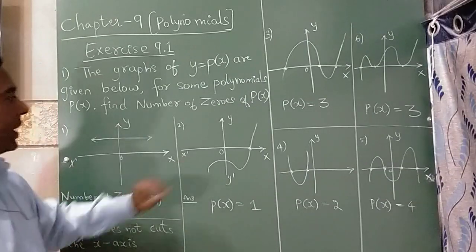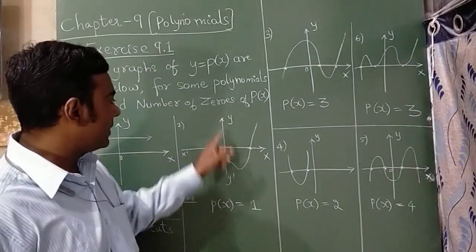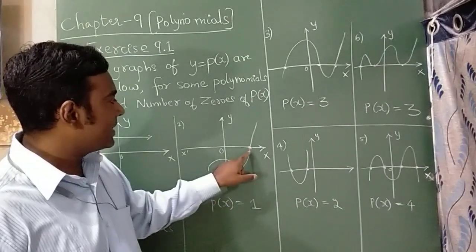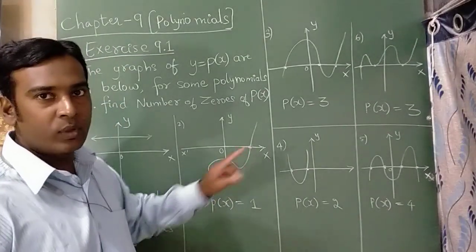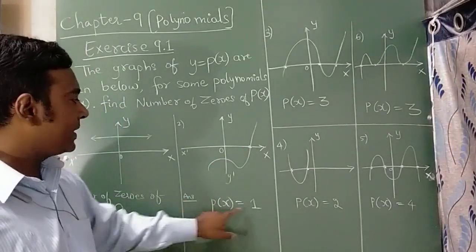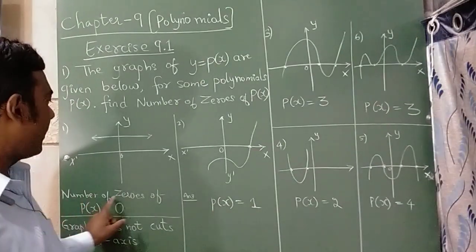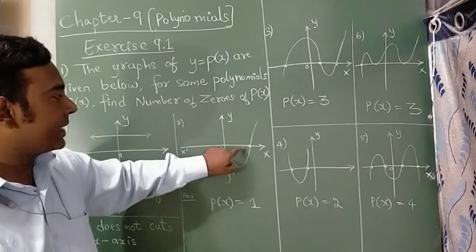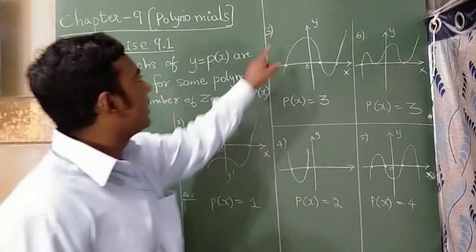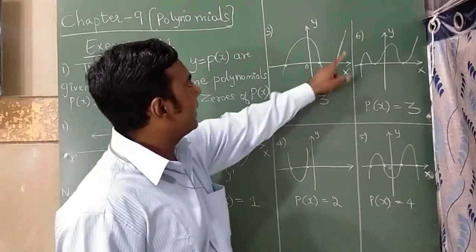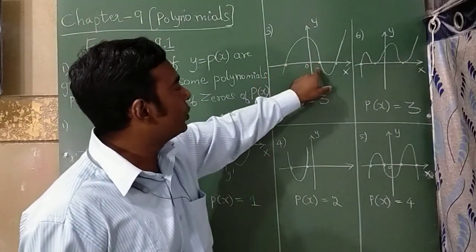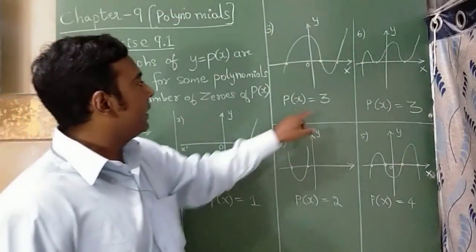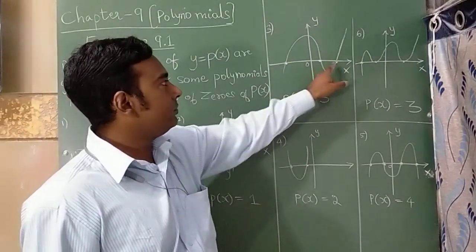Fine. Now second question. This is the x axis, this is the y axis, this is the given graph. You can see the given graph is intersecting the x axis at only one point. So the number of zeros of p of x is 1, because it is intersecting at only one time. Third one. This is the given graph. You can see 1, 2 and 3. So the number of zeros is 3 here.